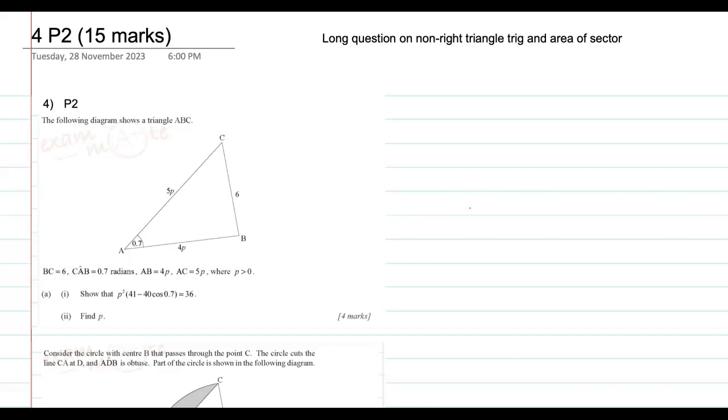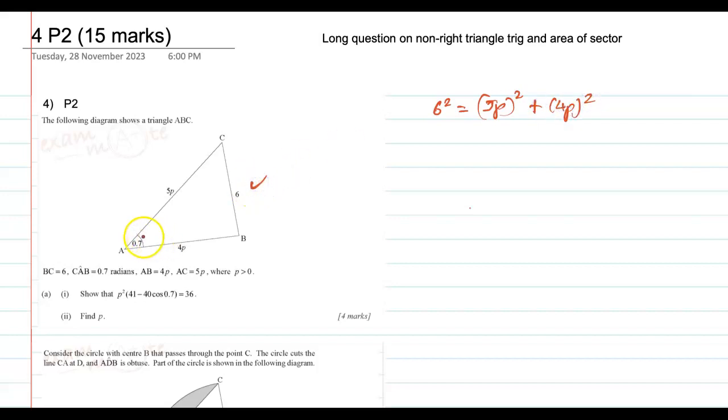Let me just do this. Okay, so this is simply an application of the cosine rule. If you have to apply the cosine rule, you can take any of them. The sides have been given, so you can use it in the form of cos theta, or you can do r squared, 6 squared is equal to 5p squared plus 4p squared.